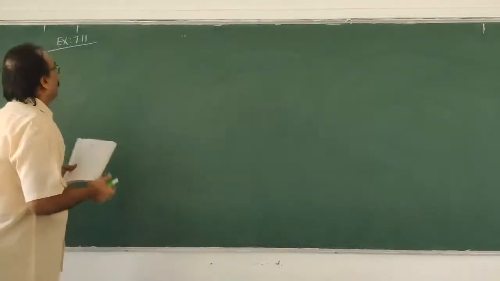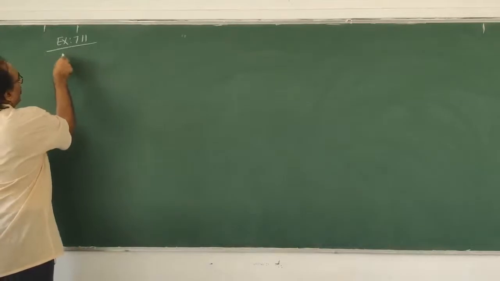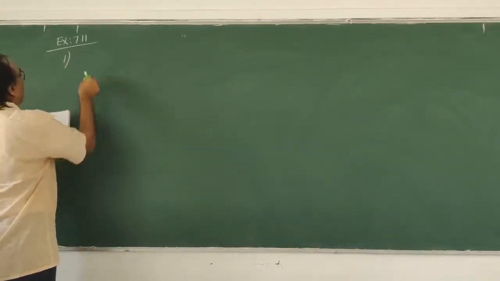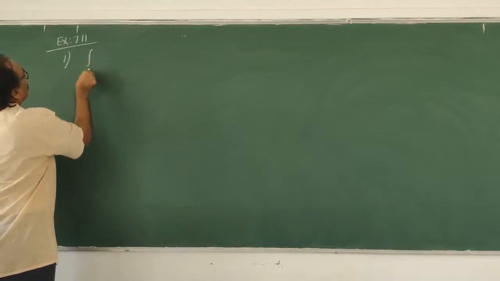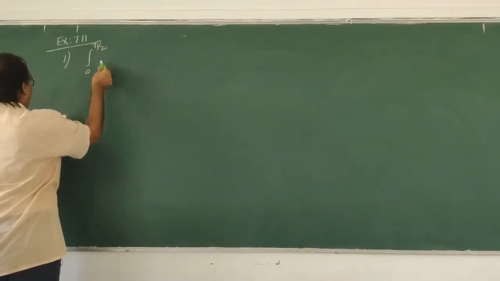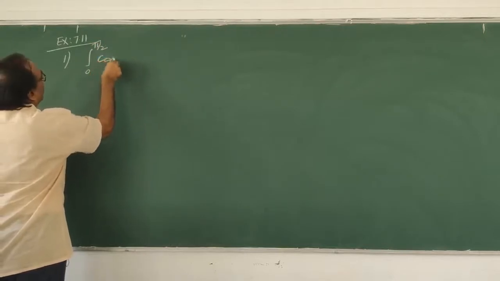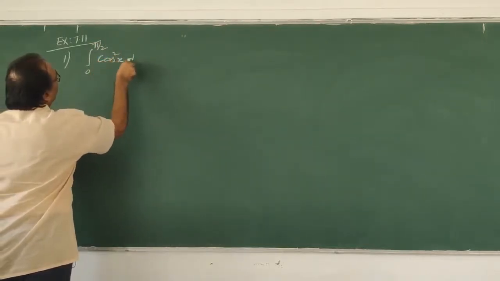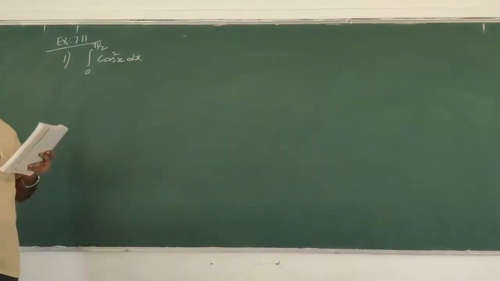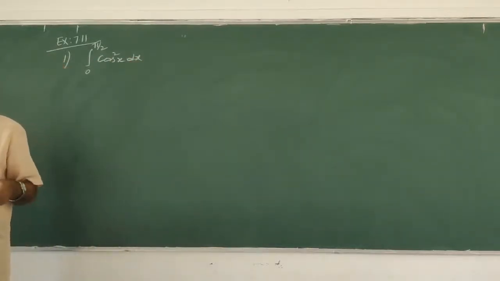Now here you see problem number 1 in exercise 7.11. Integral 0 to pi by 2 cos square x dx. This is the problem given.